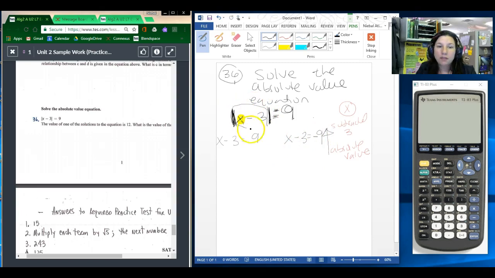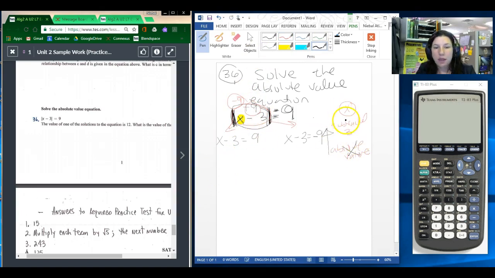This x minus 3 could be a positive 9 because the absolute value of 9 is 9, or this value here could be a negative 9 because the absolute value of negative 9 is 9. 9 is 9 spaces away from 0, and negative 9 is 9 spaces away from 0. So to undo the absolute value, you have to write both options. x minus 3 can be 9, or x minus 3 can be negative 9. And then from there, you continue to solve both of them.